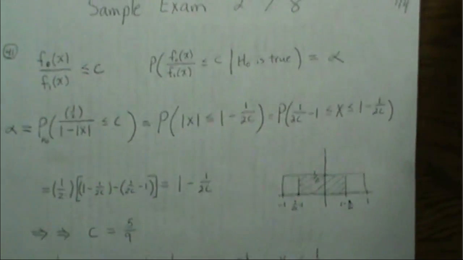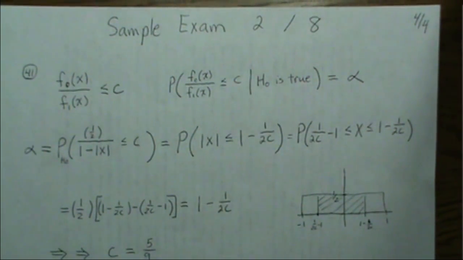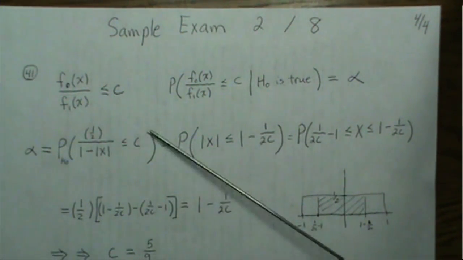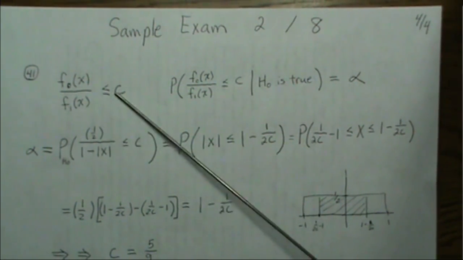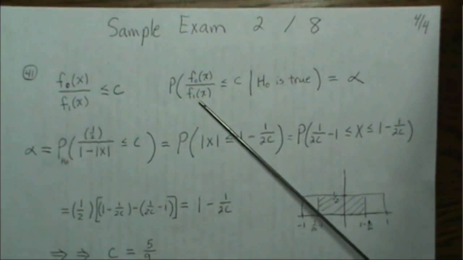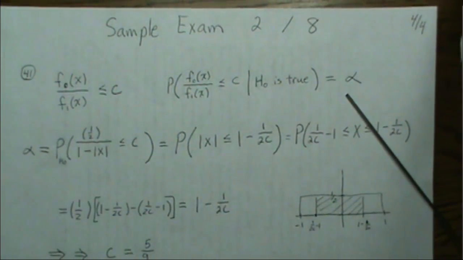So here we want to find the critical region for this test, and we're testing whether the distribution is 1/2 or is it 1 minus the absolute value of x. So the way to set this up is to form it in this setting. If this is too small, reject. Now the probability that we're less than c given the null is true, that's alpha.